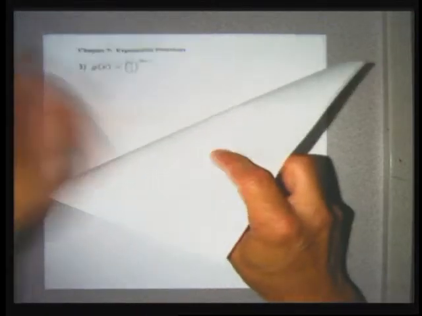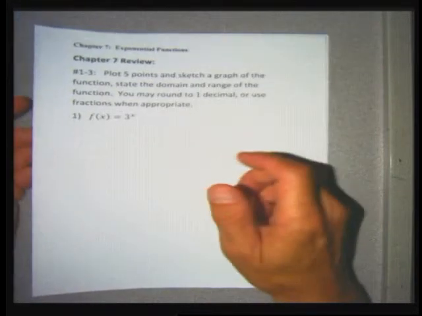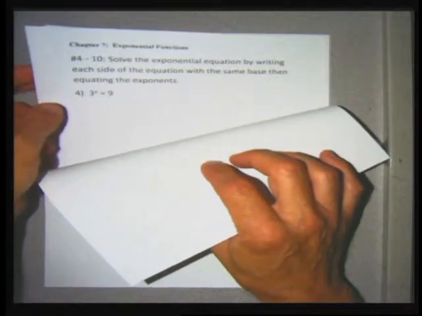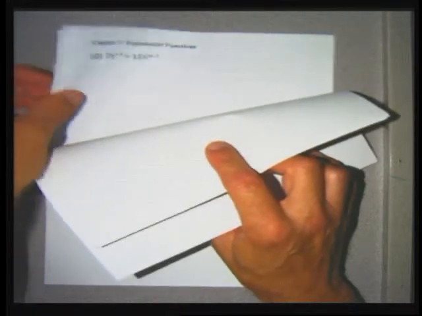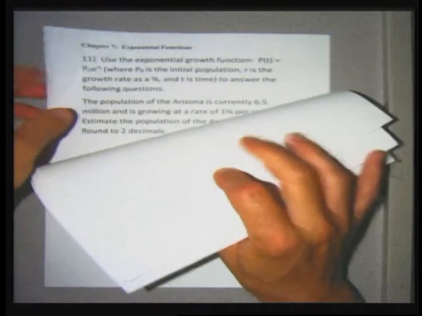So the first three problems on this are graphs. Probably on the test, maybe I'll make 5 graphs, so 2 more graphs. And then 4 through 10 are solving for x, and maybe I'll add another 3 more solving for x's. And then there's word problems at the end. There's 3 word problems on this. I can't imagine putting more than 3 word problems.